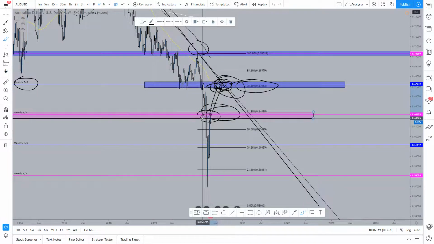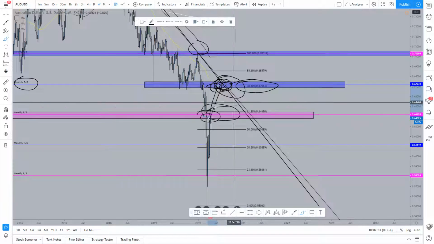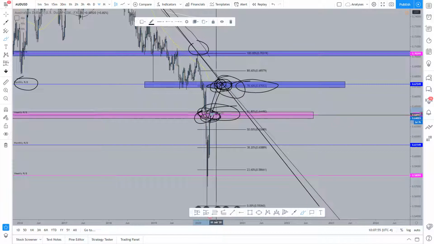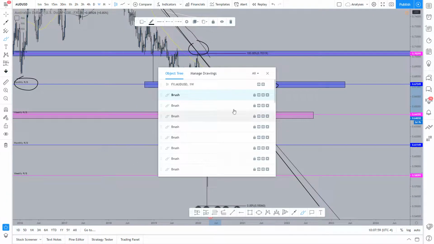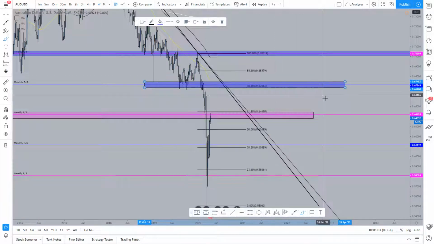You don't have to predict the market, you have to react to the market. So if you see a sell opportunity on this zone here, you sell. You don't wait for the price to go up there. So this is for the weekly time frame.